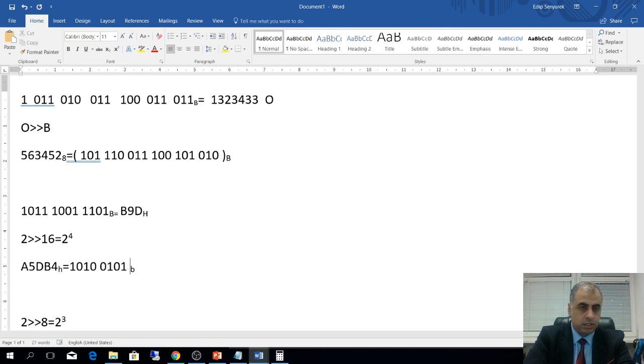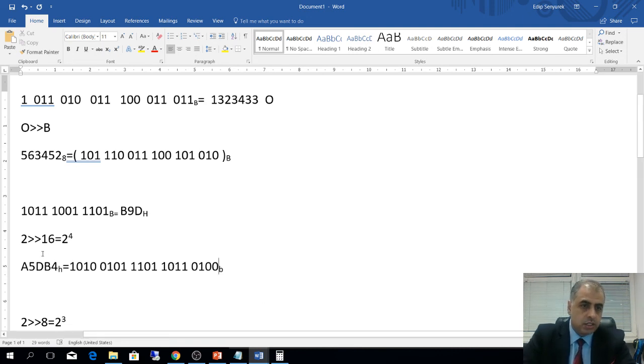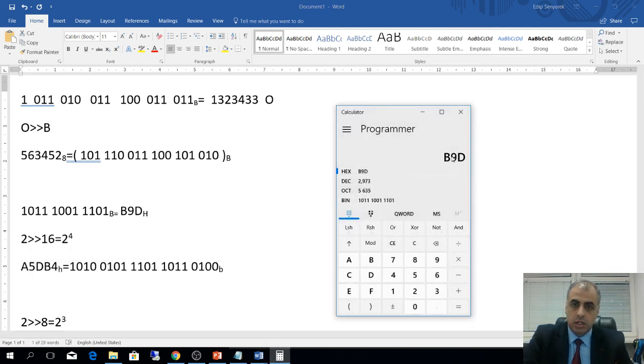5 is 0101. D is 13, 1101. B is 11, 1011. 4 is 0100. Yes. So what is this? This hexadecimal number is equal to that binary. Let us check, is it correct or not? This hexadecimal number A5DB4 is equal to exactly this number as you see on the screen.